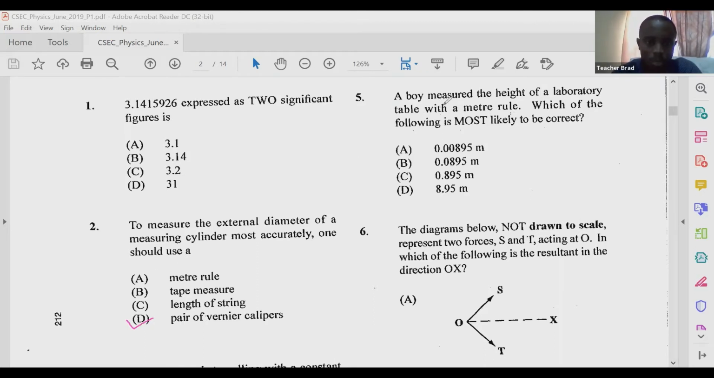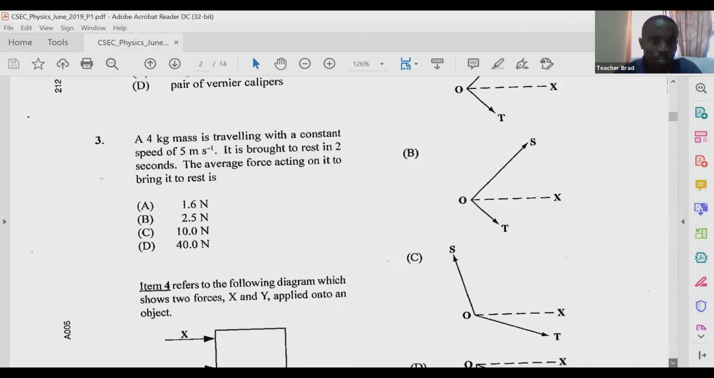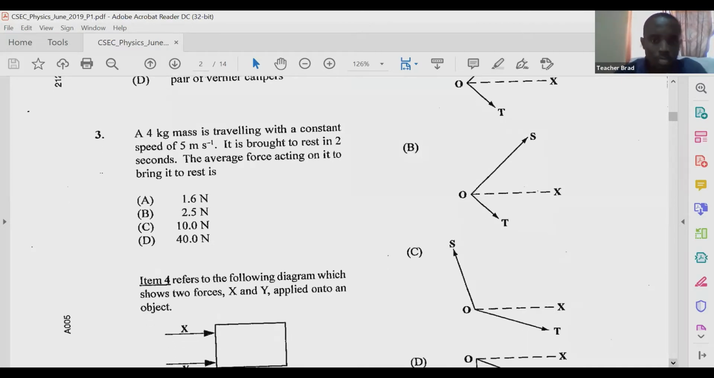All right, now we move to question 3. Let me just scroll down. So for question 3, it says a 4 kilogram mass is traveling with a constant speed of 5 meters per second. It is brought to rest in 2 seconds. The average force acting on it to bring it to rest is what?